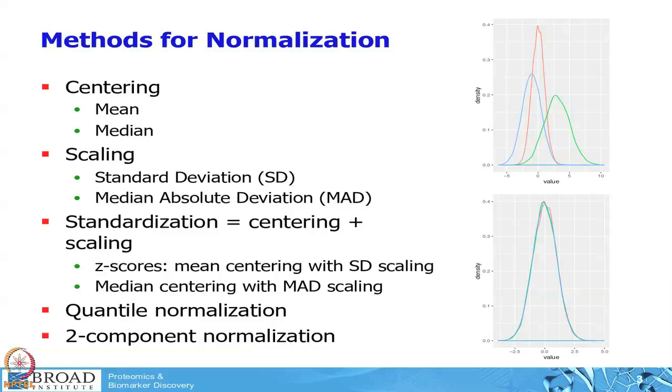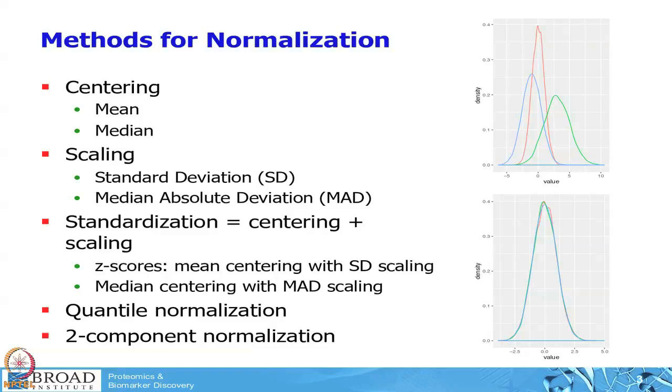In terms of terms to use, when people say, I z-scored my data, z-scoring means you did standardization by mean centering and standard deviation scaling. So z-scoring is a term for that. And if you use the median version, you median center and scale by MAD, it's called median MAD normalization, or median centering with MAD scaling. There's no special name for this. People just describe it.